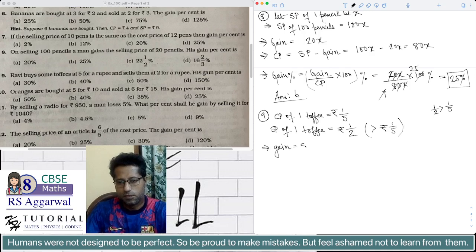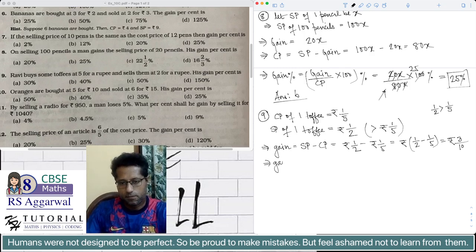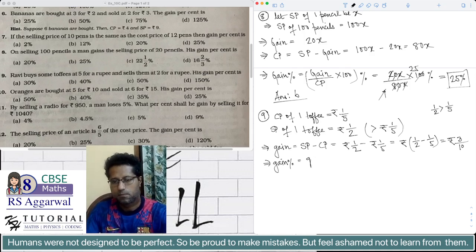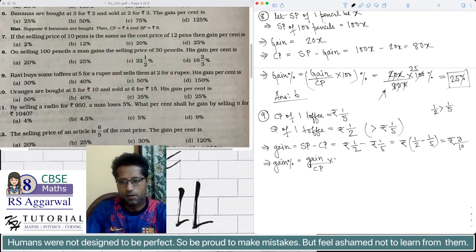So this implies that the gain is equal to SP minus CP, which is equal to rupees half minus rupees 1 by 5, which is equal to rupees 3 by 10. This is the gain. Therefore, we can say the gain percent is equal to gain divided by cost price multiplied by 100.